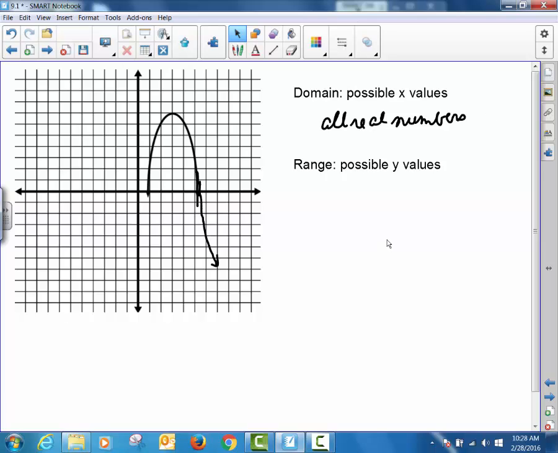Okay, all real numbers. Now the y values start at 1, 2, 3, 4, 5, 6, 7. They start at 7. And this one has a maximum. That means that the maximum it can be is 7, but it can be less than 7, and it can be 7. So we write y is less than or equal to 7. So the range is y is less than or equal to 7.